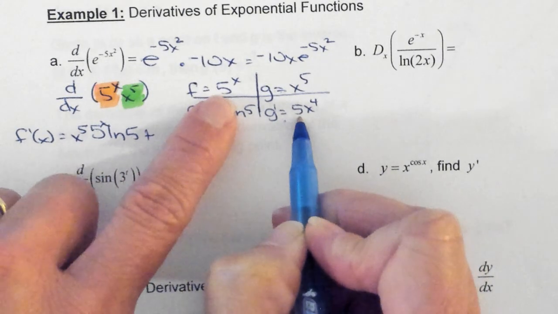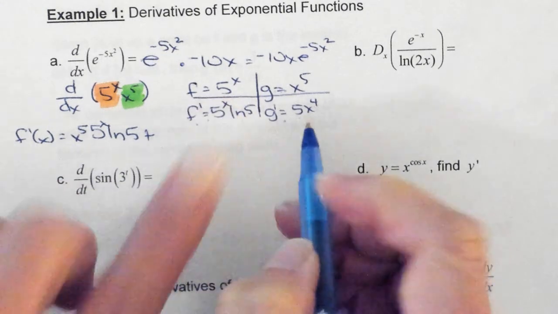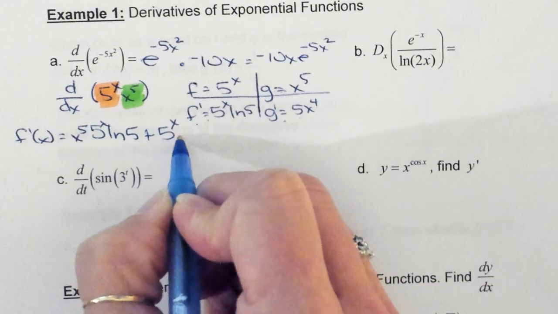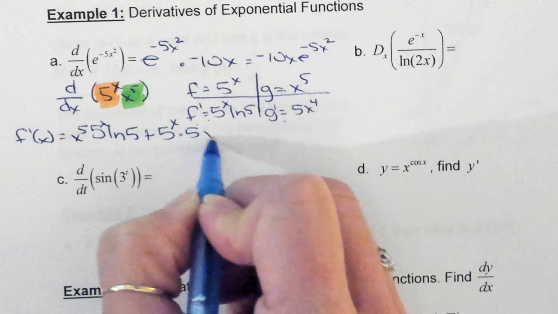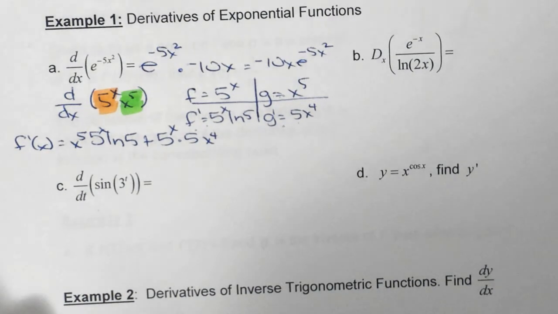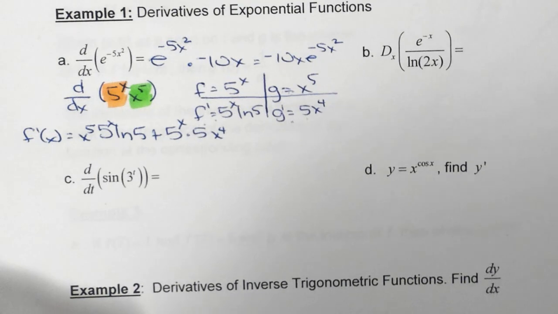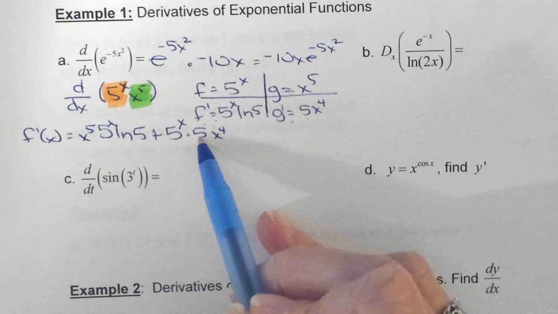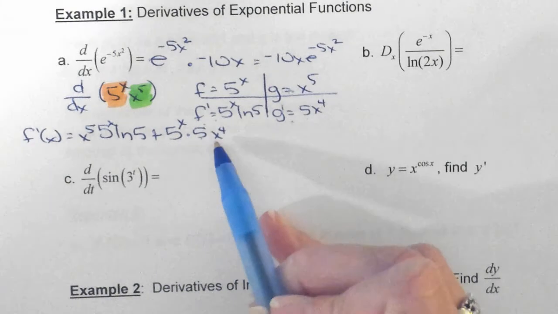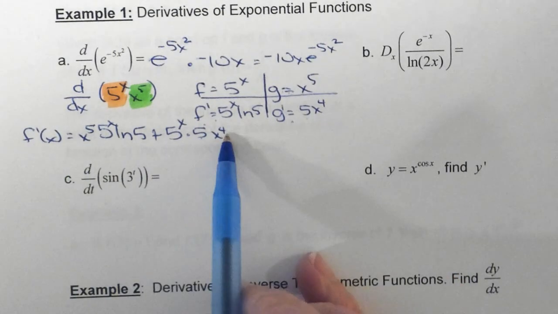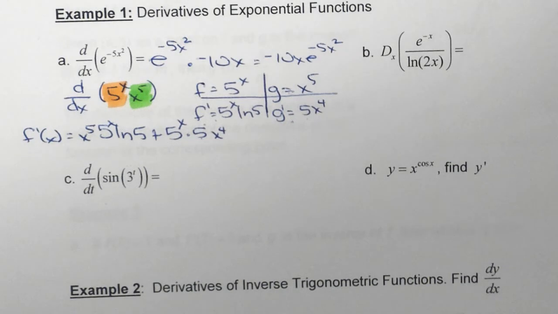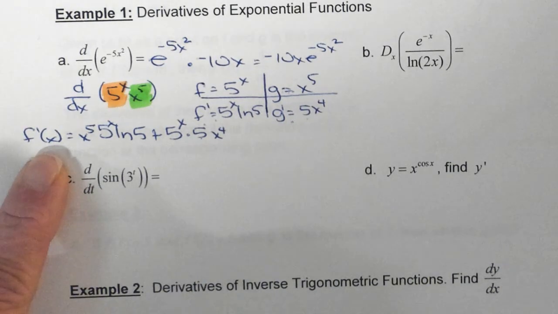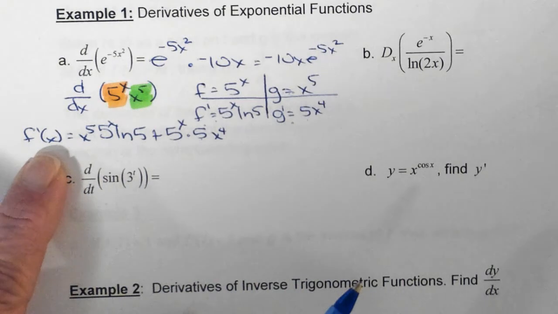Can I combine these two? I have 5 to the x times 5x to the 4th power. Are they the same? This is 5 to the unknown power, right? And this is 5 to the 1st power times x of it, so they're not the same. So isn't this my derivative? I'm done. Okay, but I wanted you to see an application of this base right here. Okay, questions?